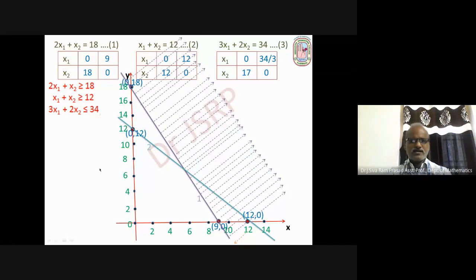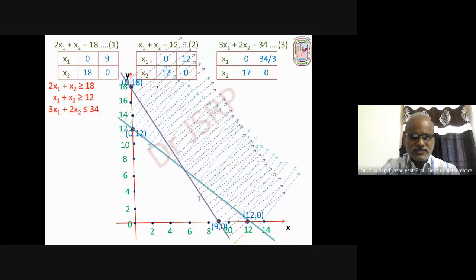Right. Now draw the region. Similar. Substitute origin in the inequality. Second inequality. What is second inequality? This one. Substitute origin, that is x1 0, x2 0, 0 plus 0, 0. Is 0 greater than 12? No. So for this inequality, the region is away from the origin. That means this side. Okay. So for first line, away from the origin. For second line also, away from the origin, this side.